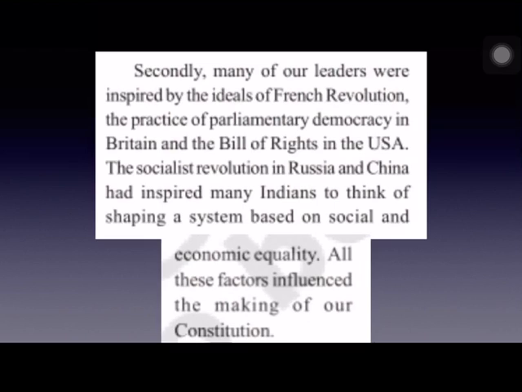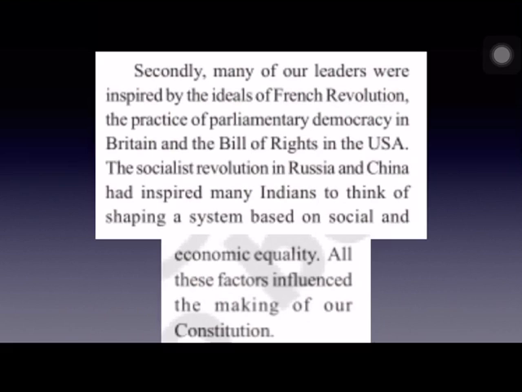Liberty, equality and fraternity. These are the 3 ideals of French Revolution which influenced almost all the countries in the world. So even our constitution makers were inspired by these ideals of French Revolution, liberty, equality and fraternity, and the practice of parliamentary democracy in Britain, and Bill of Rights in USA, and the socialist revolution in Russia in 1917. All these factors together inspired our constitution makers.